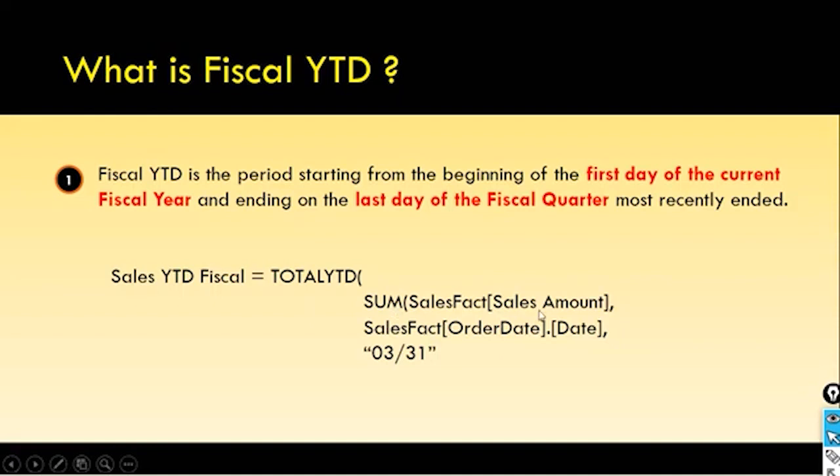The first argument is your sum of sales, the aggregation function, and the second one is the date column in the fact table's date column. You need a specific date. This is mandatory, and then the year-end date, 3/31.